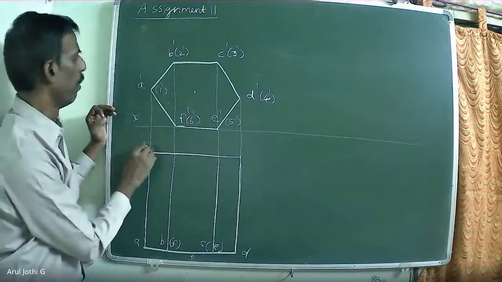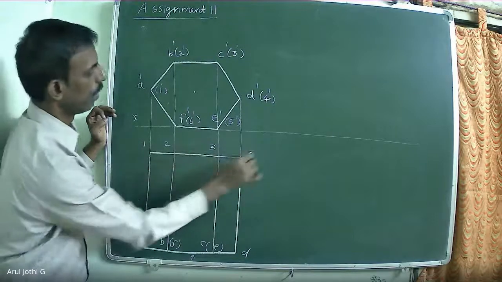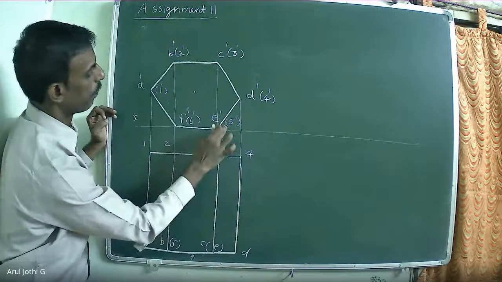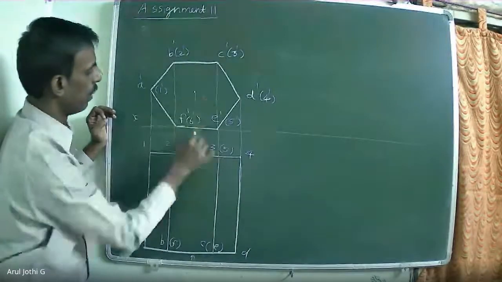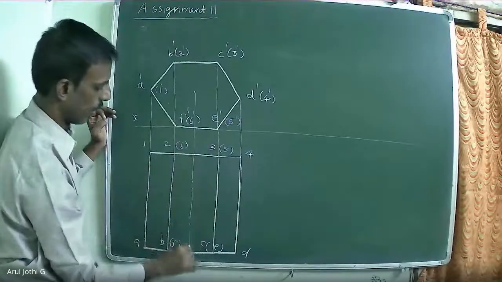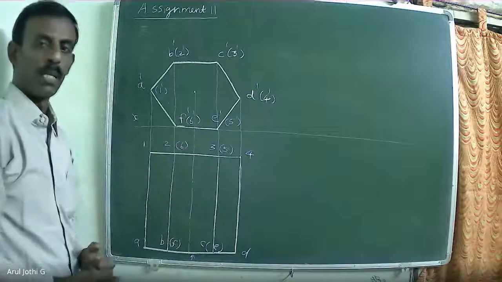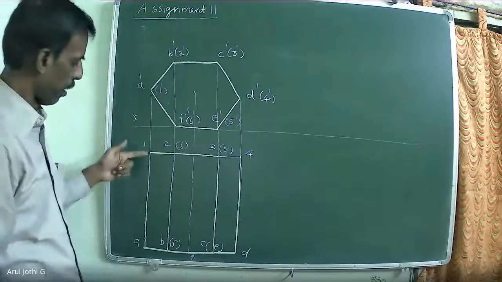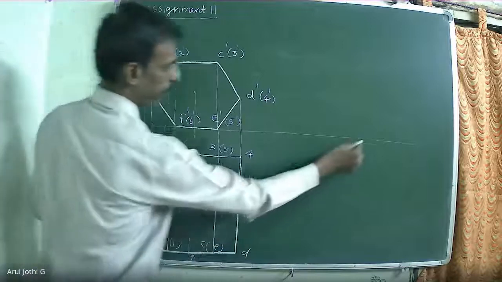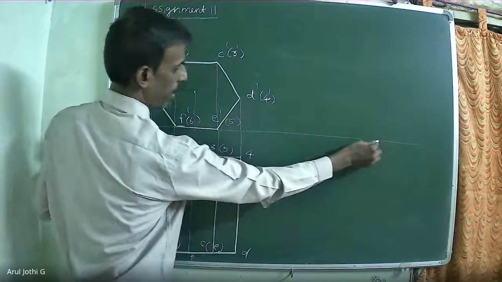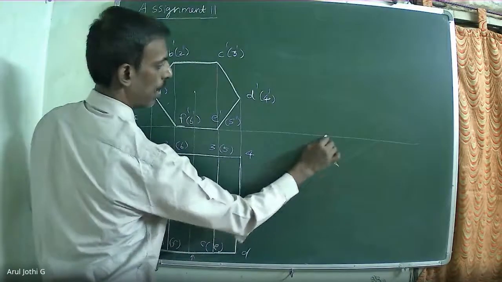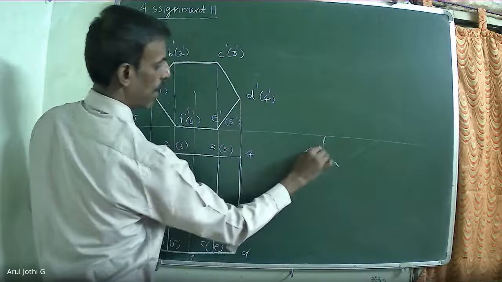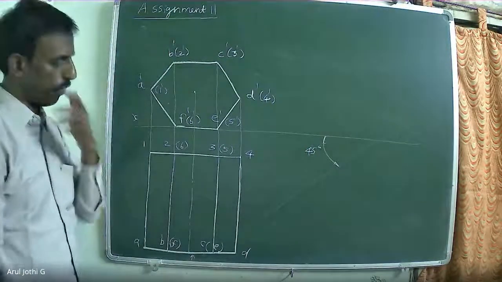The same way, 1, 2, 3, 4. This 5 is available below the D. So 5 and 6 will not be visible. In the middle you are having the axis line. Draw the axis line. Now the axis is inclined 45 degrees to VP. So draw this lateral edge at 45 degrees to VP, so that the axis is inclined 45 degrees to VP.